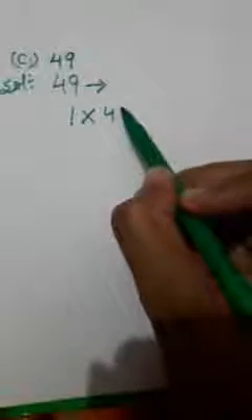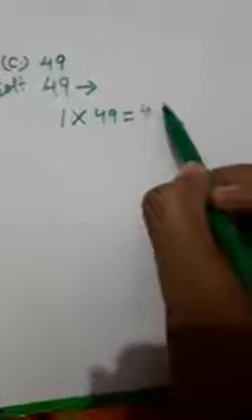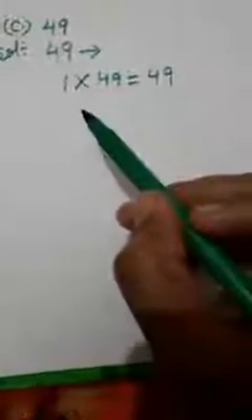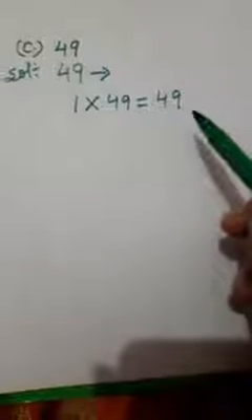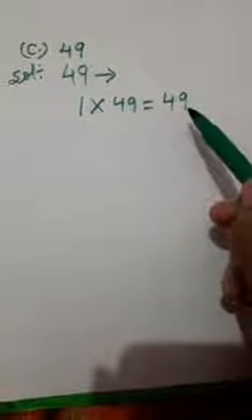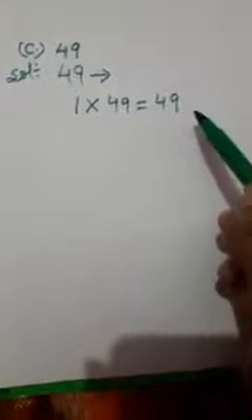Let us take another example, that is 49. So we will find out factors of 49. We start with 1. 1 multiplied by 49 equals 49, we can write. Now by 2. By 2 we do not have to check that because it is an odd number. It is not divisible by 2. The last digit is not 0, 2, 4, 6 or 8. It will not be divisible by 2.